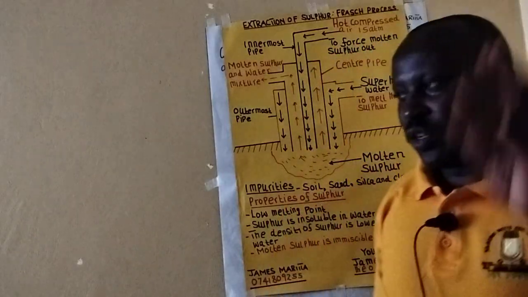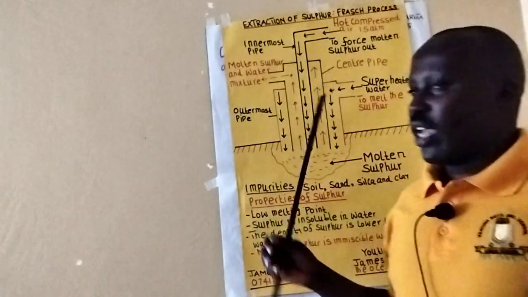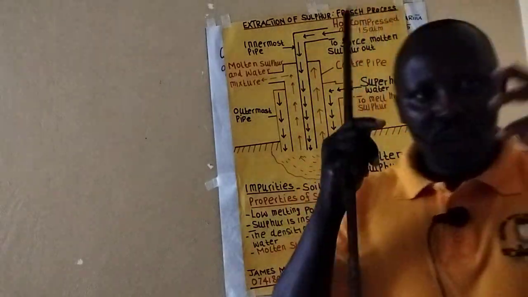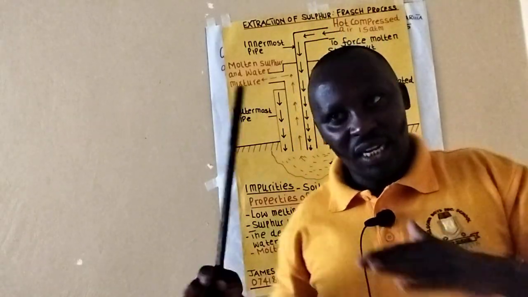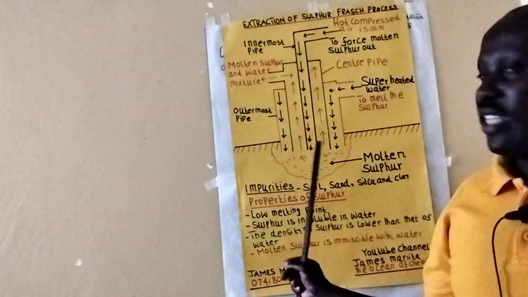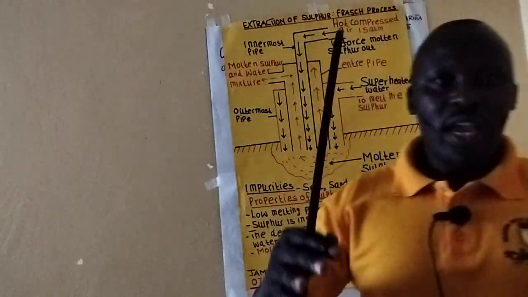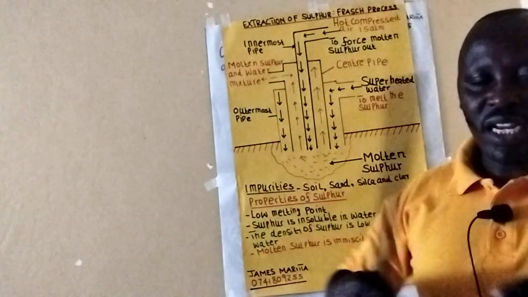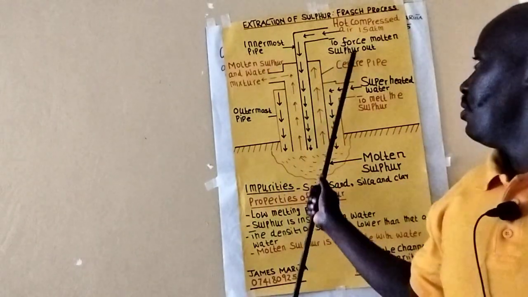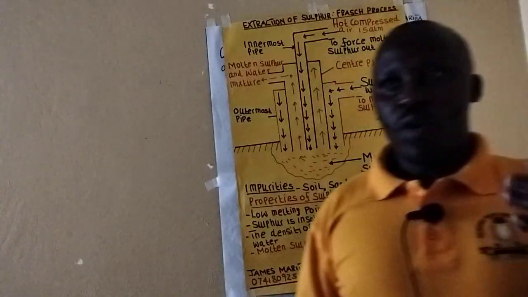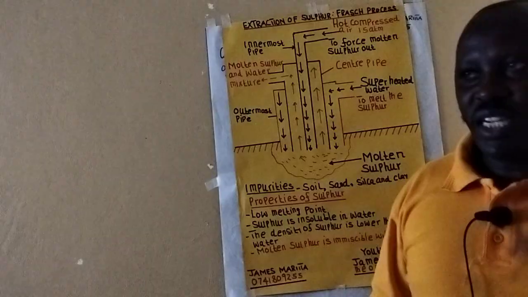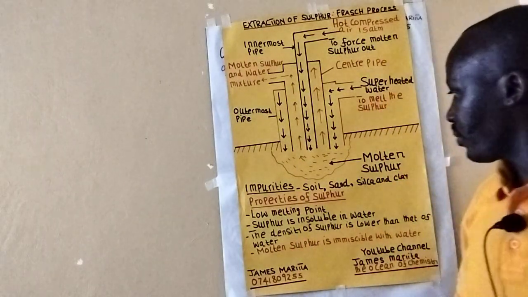So understand, we have the 3 pipes here. We have the outermost pipe, which contains the superheated water at a temperature of 170 degrees, and the water is used to melt the sulfur underground. Then we have the center pipe, where a mixture of water and sulfur comes out. And then we have the innermost pipe, where hot compressed air of 15 atmospheres forces the molten sulfur through the center pipe.